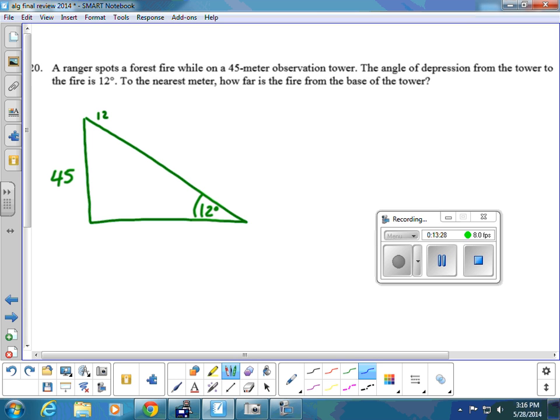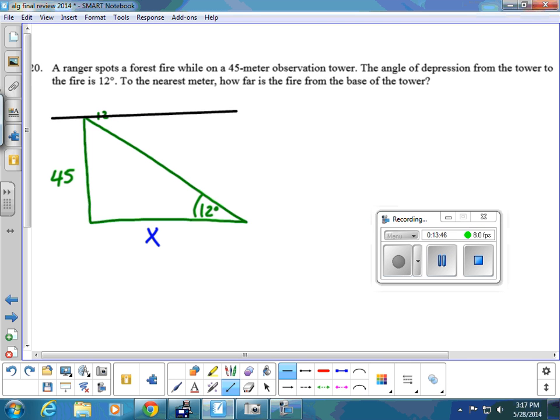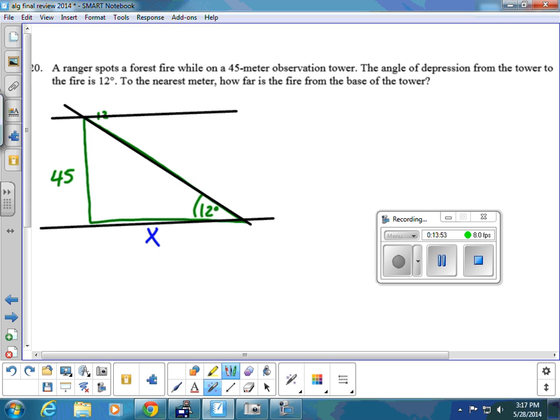To the nearest meter, how far is the fire from the base of the tower? Now, it doesn't say how far is the fire from the guy on the top of the tower, it's from the base, so we're looking for this value right here. Now, why are both angles the same? Because basically what we have here is two parallel lines cut by a transversal. And what ends up happening is you have alternate interior angles, and they are congruent, and we learned that last year, and you'll see it again next year.